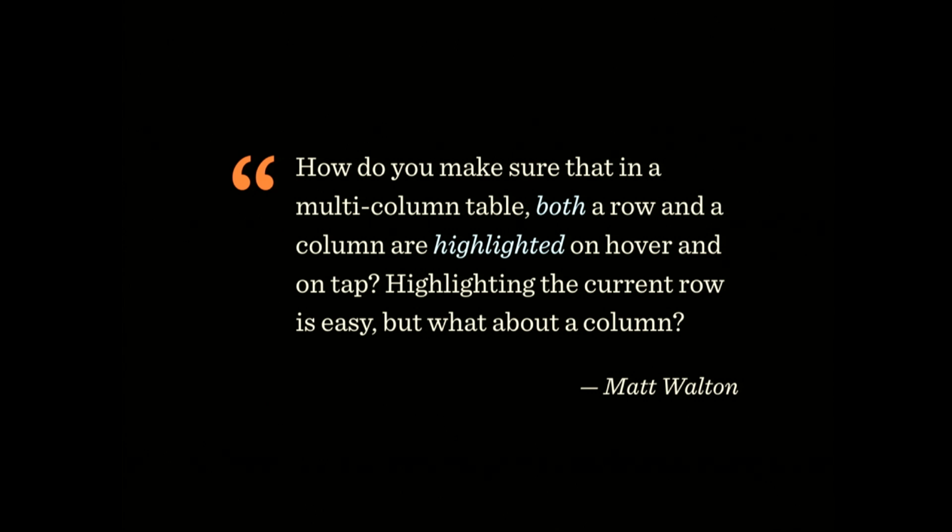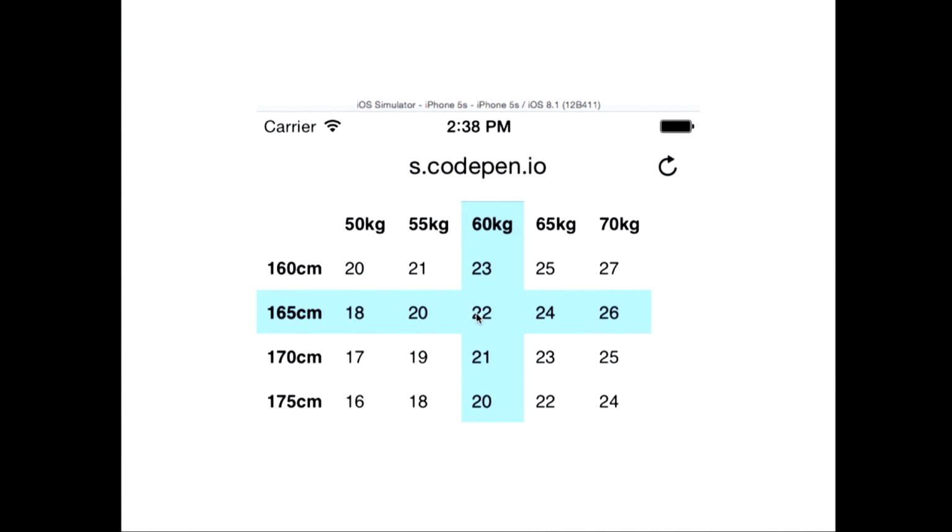All right, here's the next one. How do you make sure that in a multi-column table, both a row and a column are highlighted on hover and on tap? Now, highlighting the current row is easy. We can just use tr:hover. But what about the column? This is what we want, right? We want to be able to tap on 22, and we want both the column and the row to be highlighted without JavaScript.